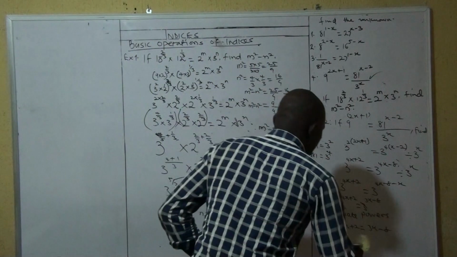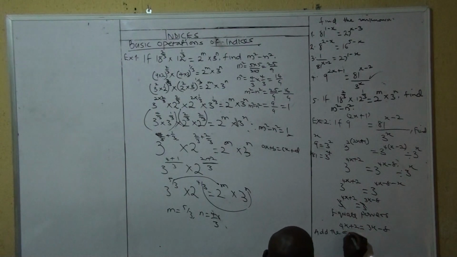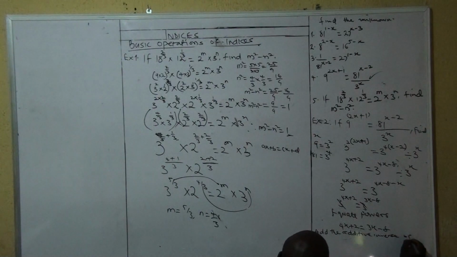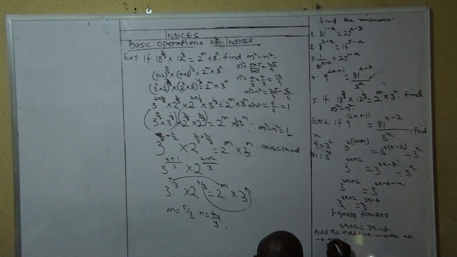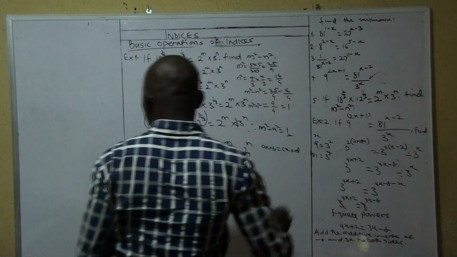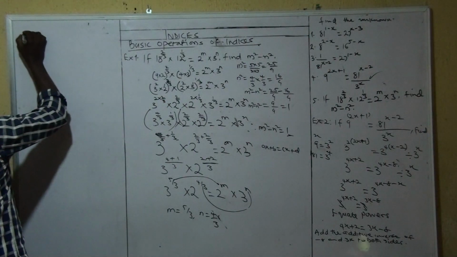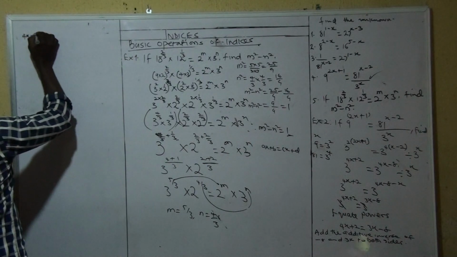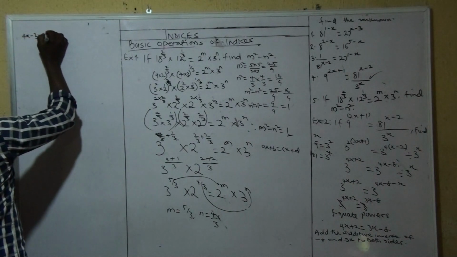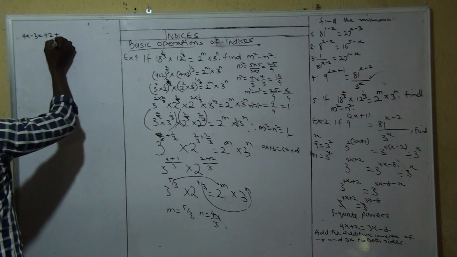So now we say add the additive inverse of minus 8 and 3x to both sides. So if we do that, the additive inverse of our 3x is minus 3x. So we have 4x minus 3x. Here we have plus 2. The additive inverse of minus 8 is plus 8.